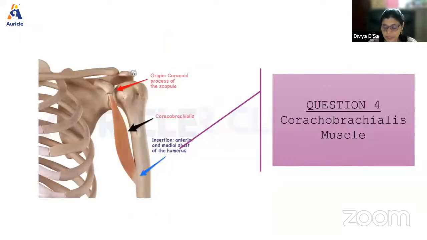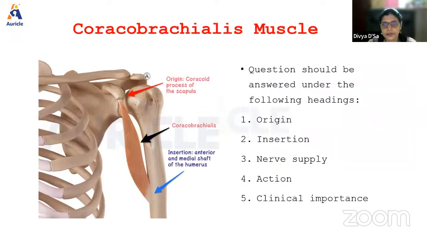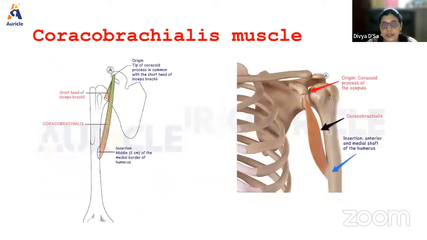Then we have coracobrachialis. Coracobrachialis is a very important muscle here. Same thing, for any muscle: origin, insertion, nerve supply, action, and clinical importance. And in coracobrachialis, there are two more things which you need to add. One is its morphological importance, as well as the events which are occurring at the insertion of the coracobrachialis.